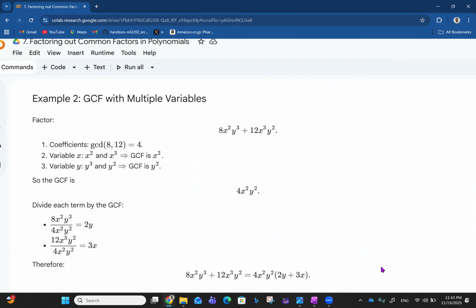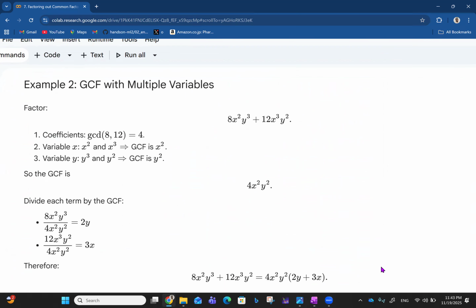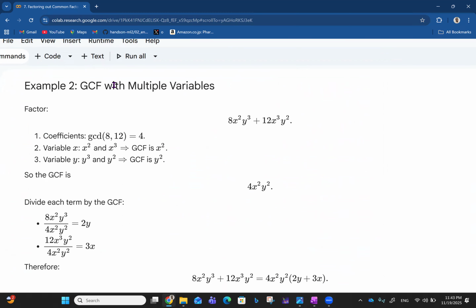So for example 2, we have the greatest common factor with multiple variables. For multiple variables, we go the same way. So we have 8x squared y cubed plus 12x cubed y squared. So we take the coefficients. The greatest common factor of 8 and 12 is 4. 4 is the biggest number that divides both of them. Of course, 1 divides both, 2 divides both, and 4 divides both. And that's the biggest of them all.